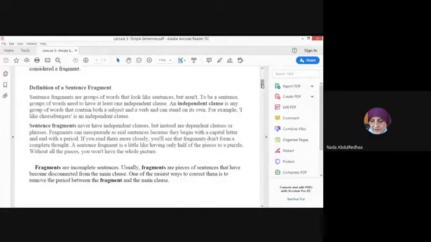An independent clause is any group of words that contains both the subject and the verb and can stand on its own. So it could be a simple sentence. For example, "I like cheeseburgers." This is an independent clause.